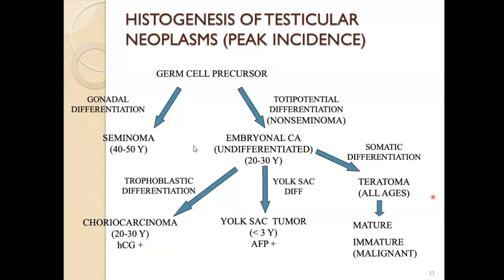So they can have a somatic differentiation. Teratoma, and as you saw in the female genital system, teratoma tumor has many types of cells.